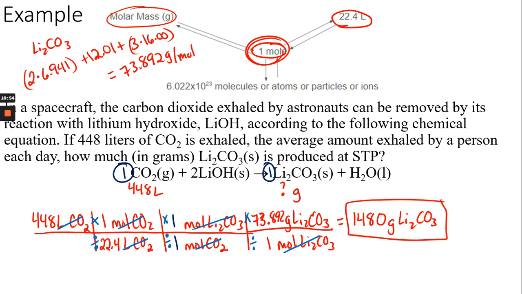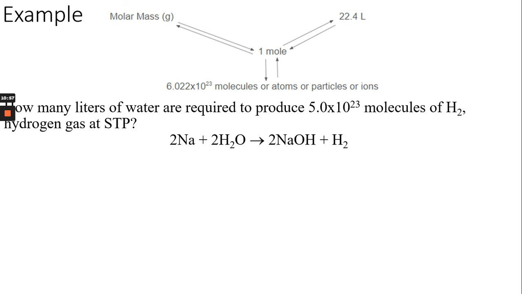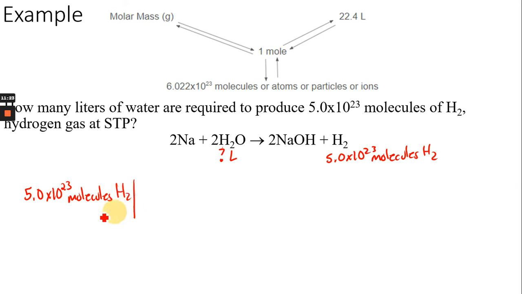All right, I have one more example. How many liters of water are required to produce 5.0 times 10 to the 23rd molecules of H2? Now molecules is not the same thing as moles, so we're going to have to do step 1, which is to convert to moles first. So we start with our given, bring molecules to the bottom, and we want to convert it to moles.